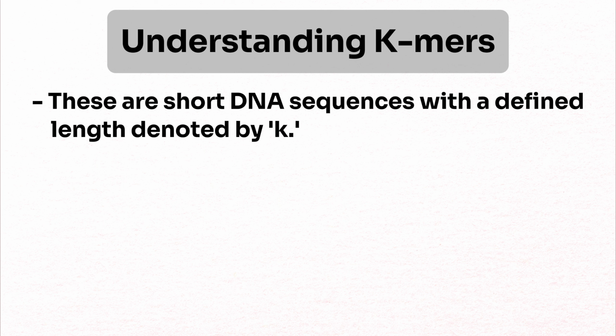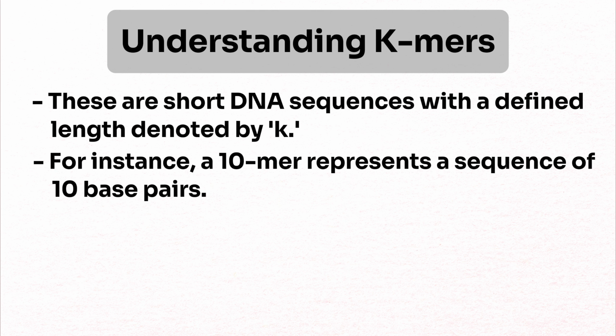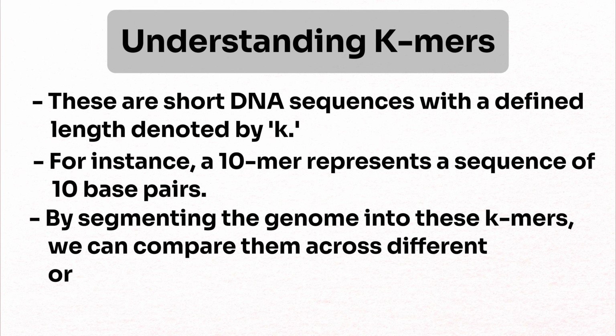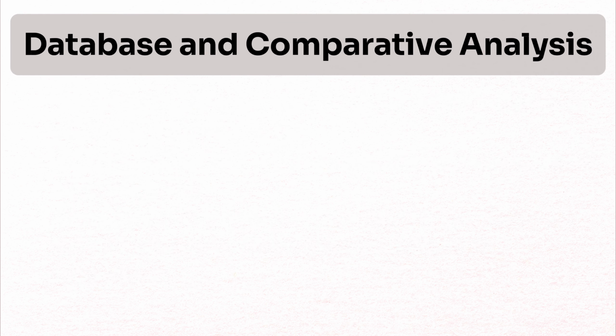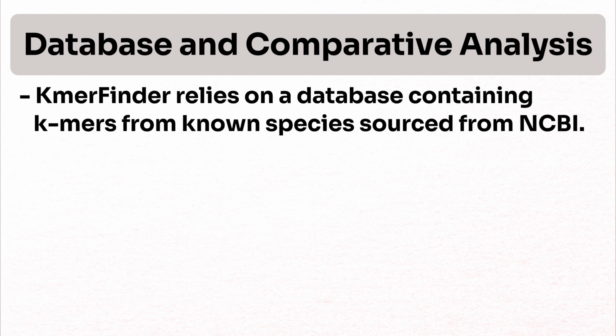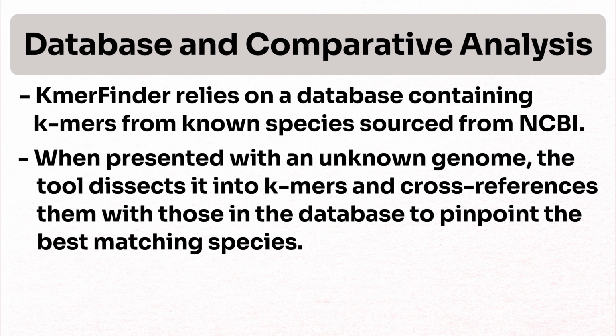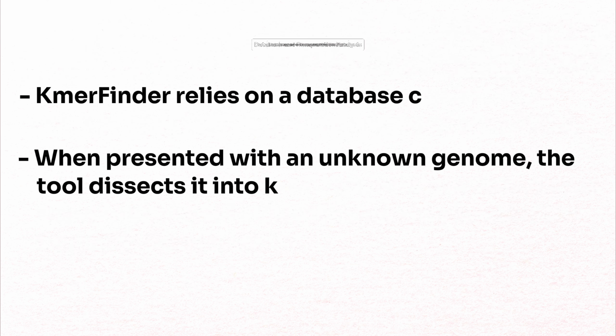Let's unpack Kmers. These are short DNA sequences with a defined length denoted by K. For instance, a 10-mer represents a sequence of 10 base pairs. By segmenting the genome into these Kmers, we can compare them across different organisms. Database and comparative analysis. Kmer Finder relies on a database containing Kmers from known species sourced from NCBI. When presented with an unknown genome, the tool dissects it into Kmers and cross-references them with those in the database to pinpoint the best matching species.